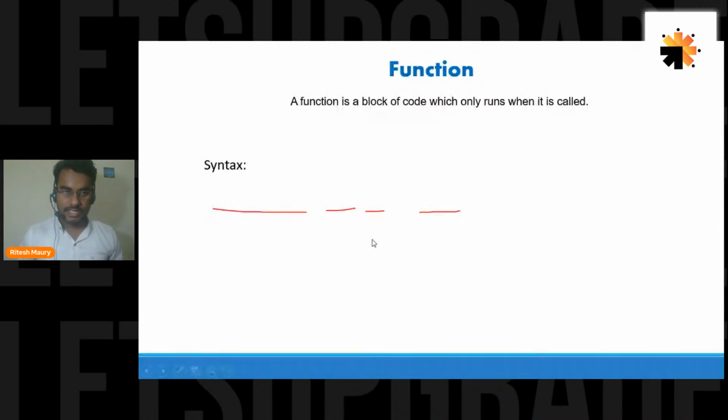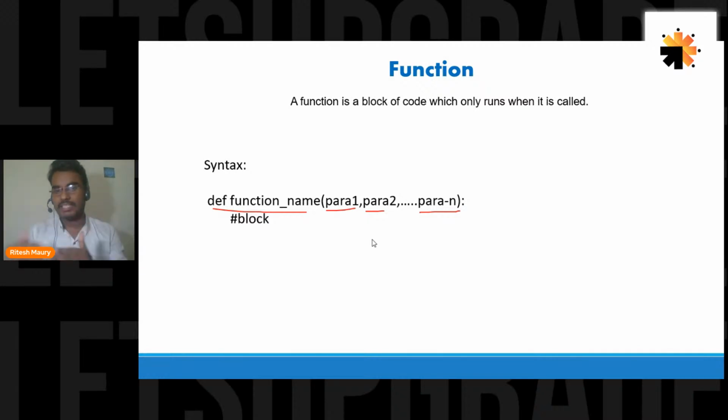Let's start the session again. A function is a block of code which will not run until we call it. If you're not calling the function, it is just defined. Without calling, a function will never execute. The syntax of the function is def, then function name, and defining the parameters: parameter 1, parameter 2, parameter n. And inside a function, we define some body. That's called a block of code.